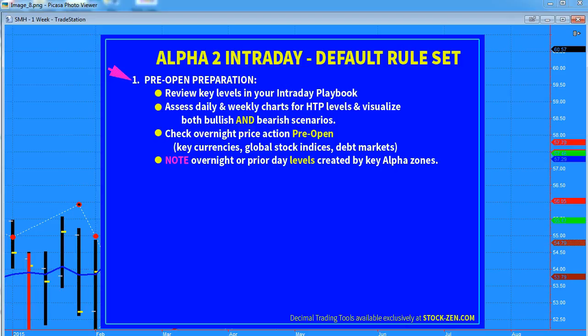Next, assess daily and weekly charts for HTP, which means higher time period levels, and visualize both bullish and bearish scenarios. As we noted in the model construct diagram, to maximize intraday trading, it's important to have an idea of what is happening on a higher time frame level, on a daily or weekly level. A professional intraday trader will visualize both bullish and bearish scripts for the next trading day.